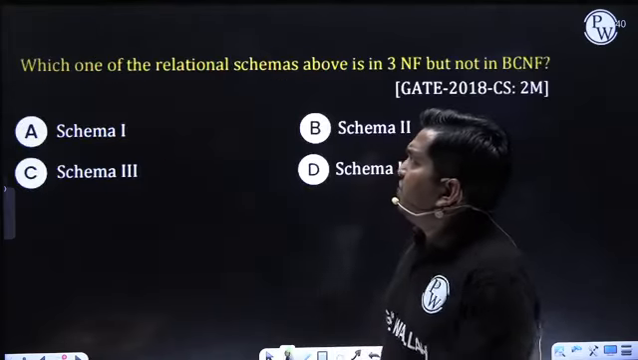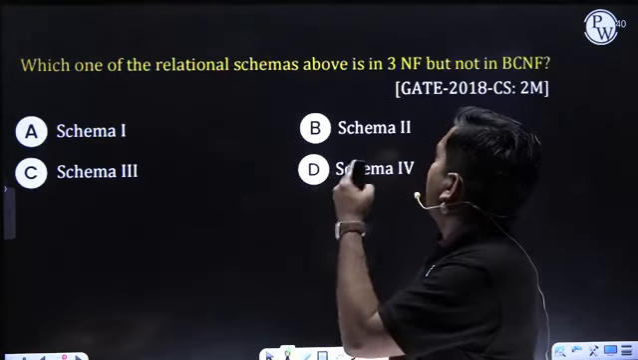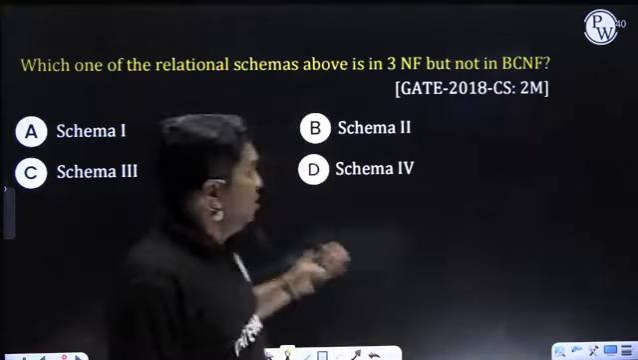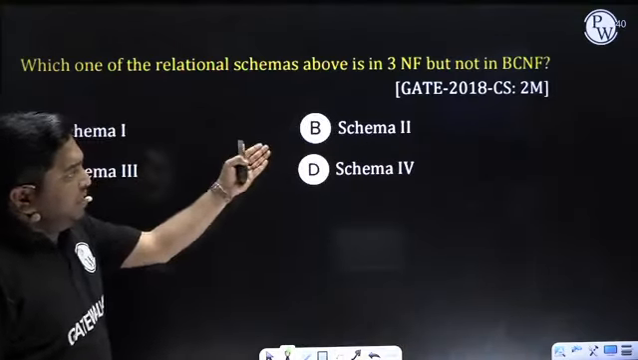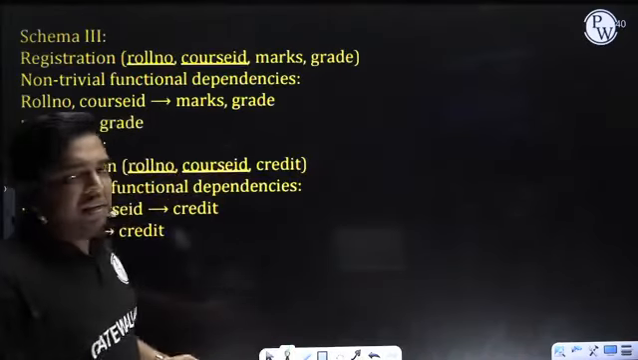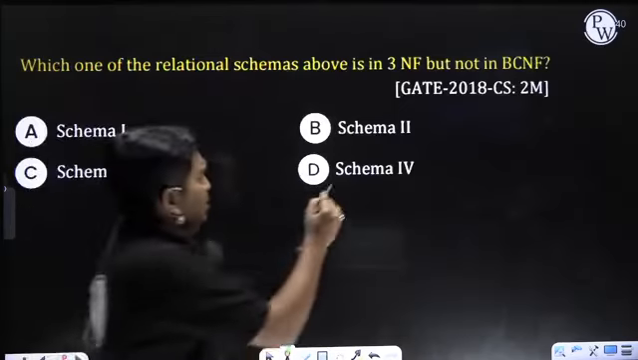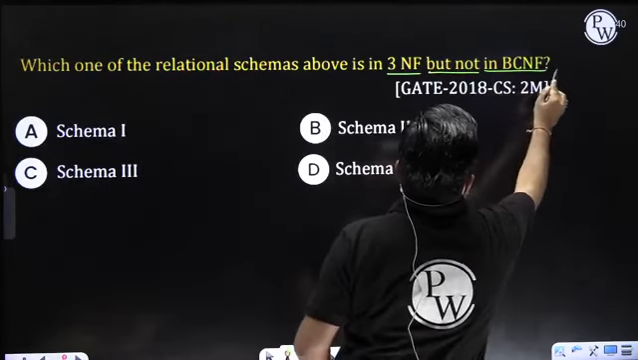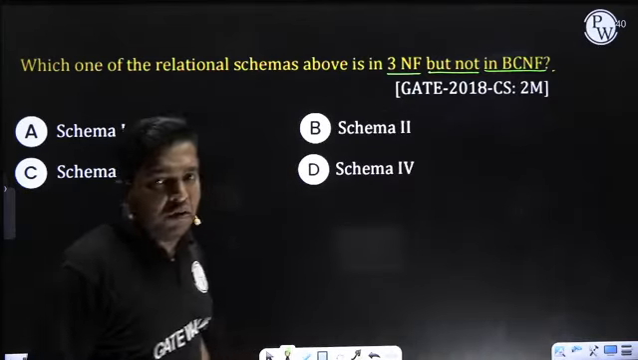Now what is being asked: which of the following relational schemas above is in 3NF but not in BCNF? Option A schema 1, B schema 2, C schema 3 and D schema 4. So we will deal with each one, but it is asking for 3NF but not in BCNF.